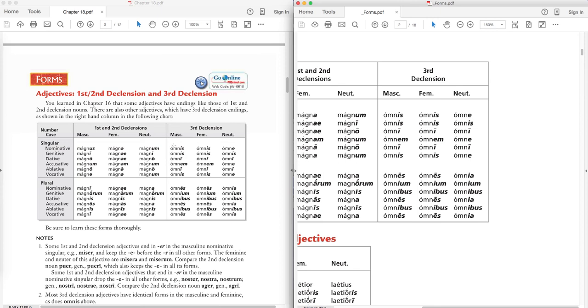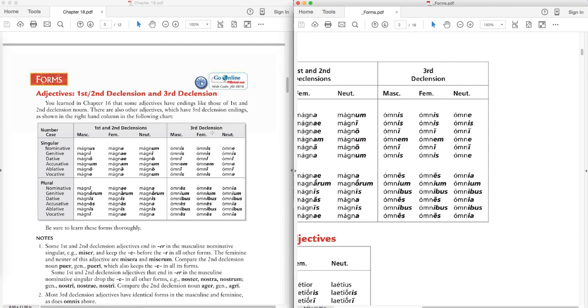So adjectives in vocabulary lists that are first or second declension are always listed as, you see it as magnus dash a dash. Third declension adjectives you'll see as omnis dash is dash a typically. Although third declension are a little bit different, they can be a little bit different in how they show up in vocabulary lists, but not to worry for now about that.